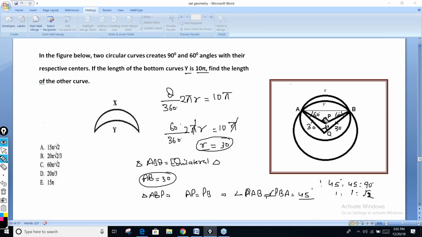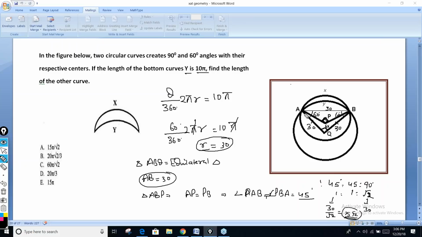Root 2. So here the side we know is 30. So here root 2 denotes 30, so 1 will denote 30 by root 2. 30 by 2 root 2 is 15 root 2. So what do we get to know now? We get to know the radius. The radius is 15 root 2.